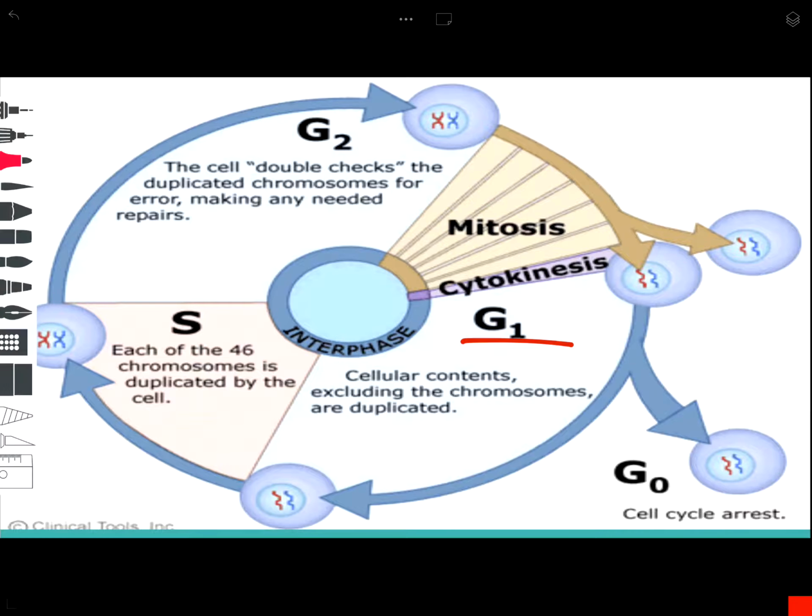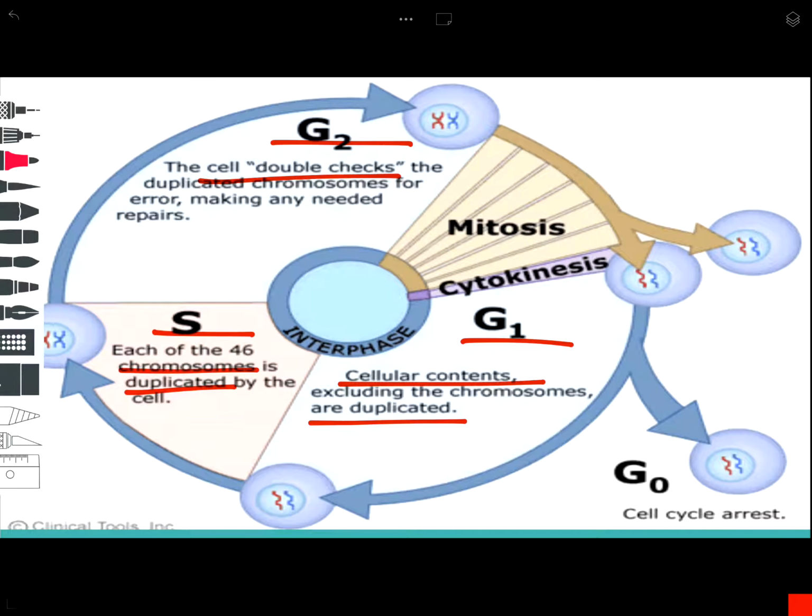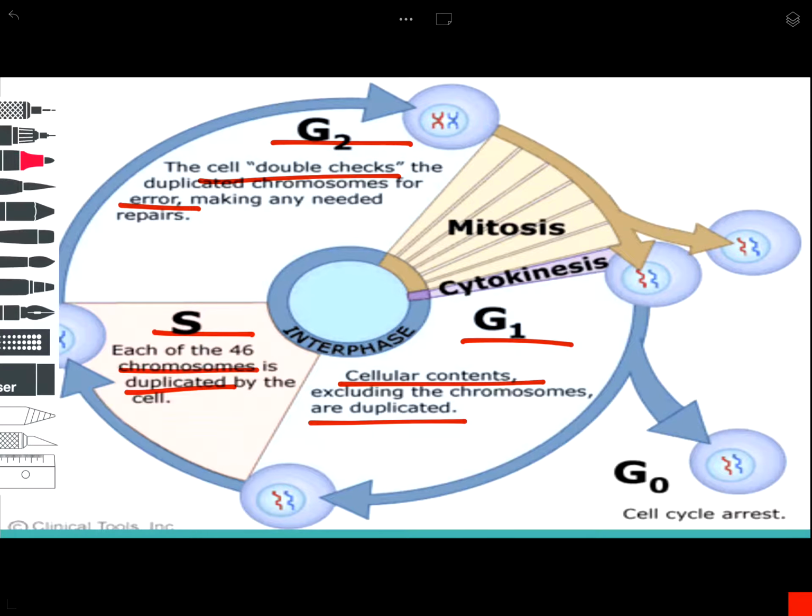Here is G1, where the cellular contents are duplicated. Here is the S phase, where the chromosomes are duplicated. And here is G2, where the cell double checks for any errors in the DNA. For example, if this phase wasn't here, then cancer would be much more common because mutations would be more common in the human genome when the cells replicate.